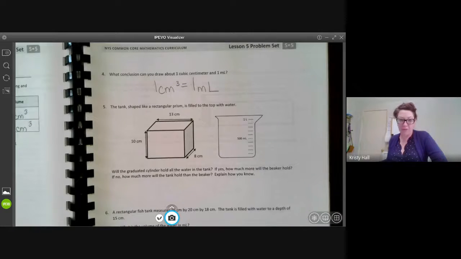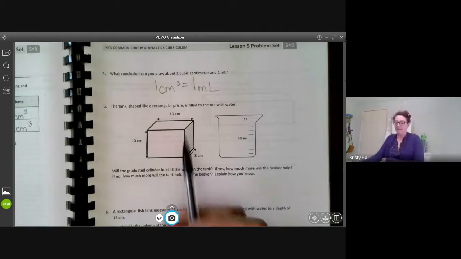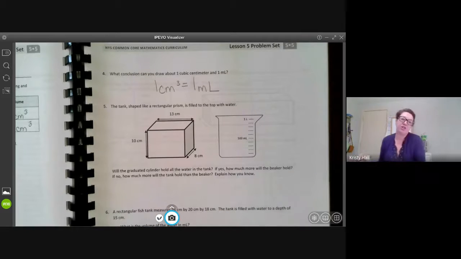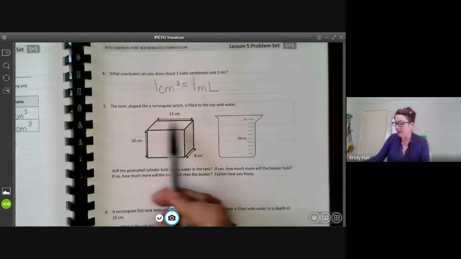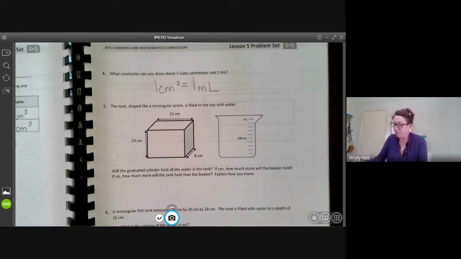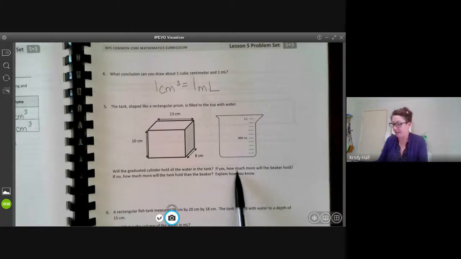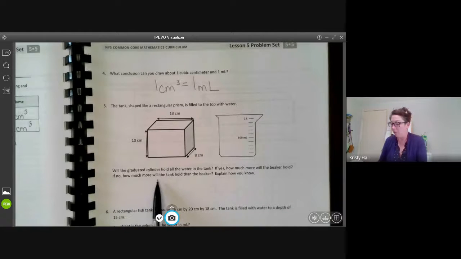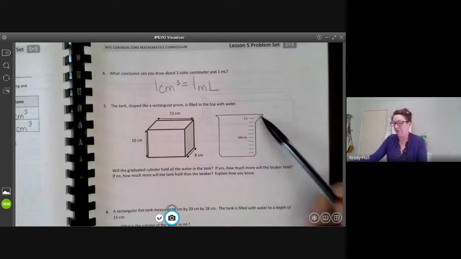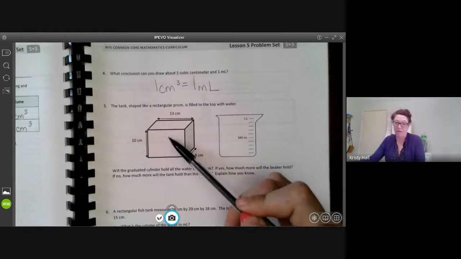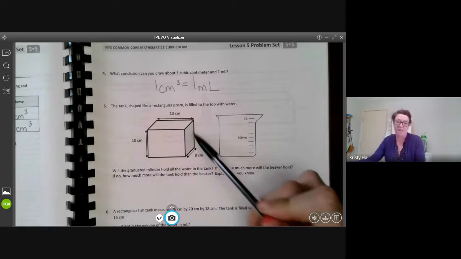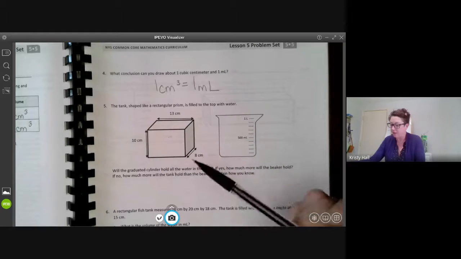Okay, I want to look at number 5. The tank, so think of this like a fish tank. The tank, shaped like a rectangular prism, is filled to the top with water. So they've given us the length, the width, and the height. Will the graduated cylinder hold all the water in the tank? If yes, how much more will the beaker hold? If no, how much more will the tank hold than the beaker? So in order to figure out if this beaker will hold all the water that would fit in here, first I have to start by finding the volume. I have to know how many cubic centimeters there are.